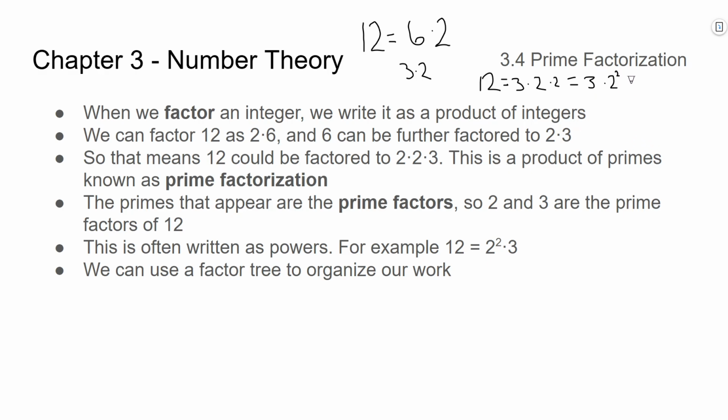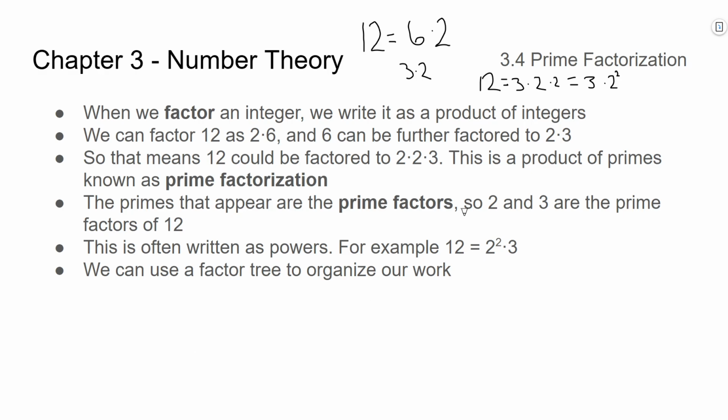All right, and that's known as prime factorization. 3 and 2 are both primes, so we can't factor it down any smaller than that. So again, it's often written as powers like that. I wrote it sort of backwards here. It's pretty common to write it in numerical order, so from lowest to highest.